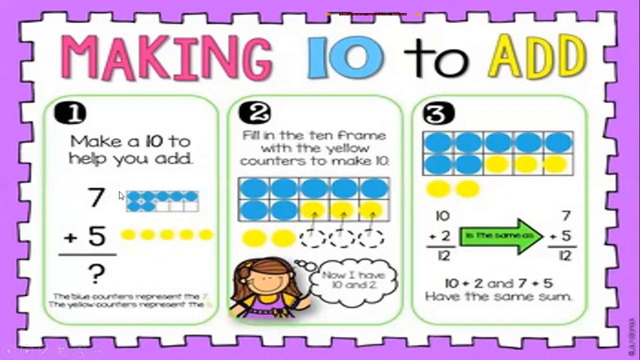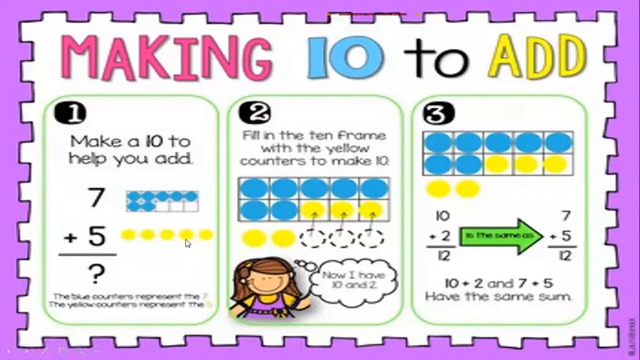Now there is a number. You have 7 plus 5 and we have to find the answer. So inside the 10 frame, I'm going to put 7 counters. I have here blue 7 counters and then 5 yellow colors. Now I have to fill in this box. I have to fill this 10 frame. So the next step I do, fill in the 10 frame with the yellow counters to make 10.